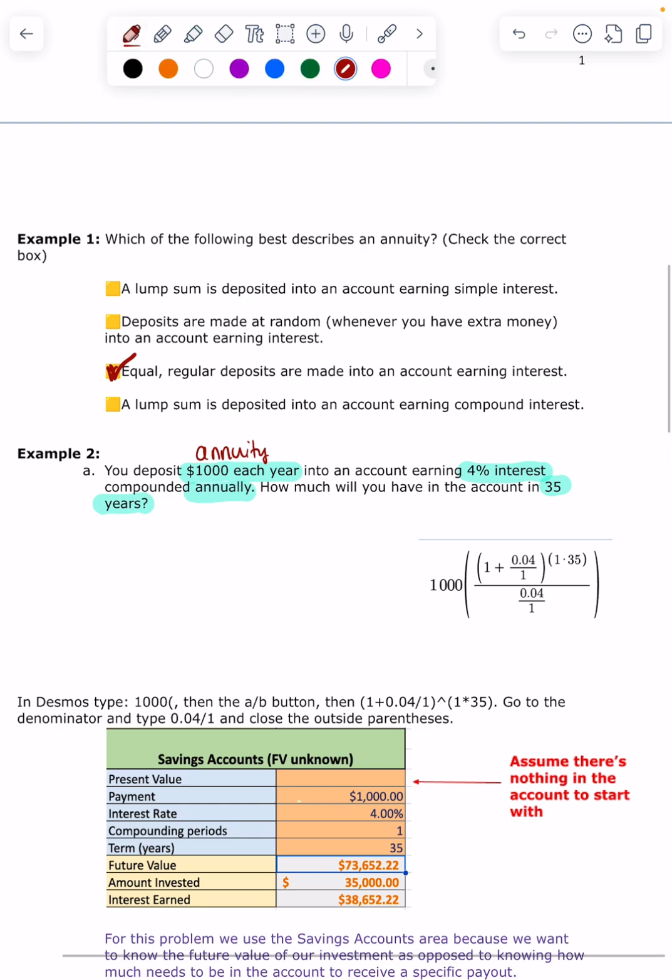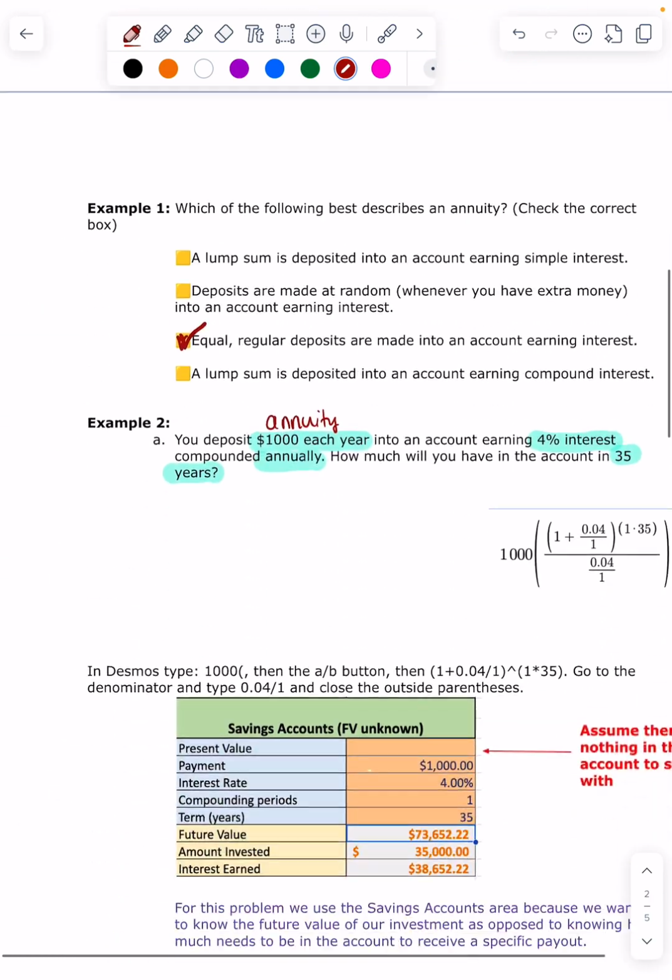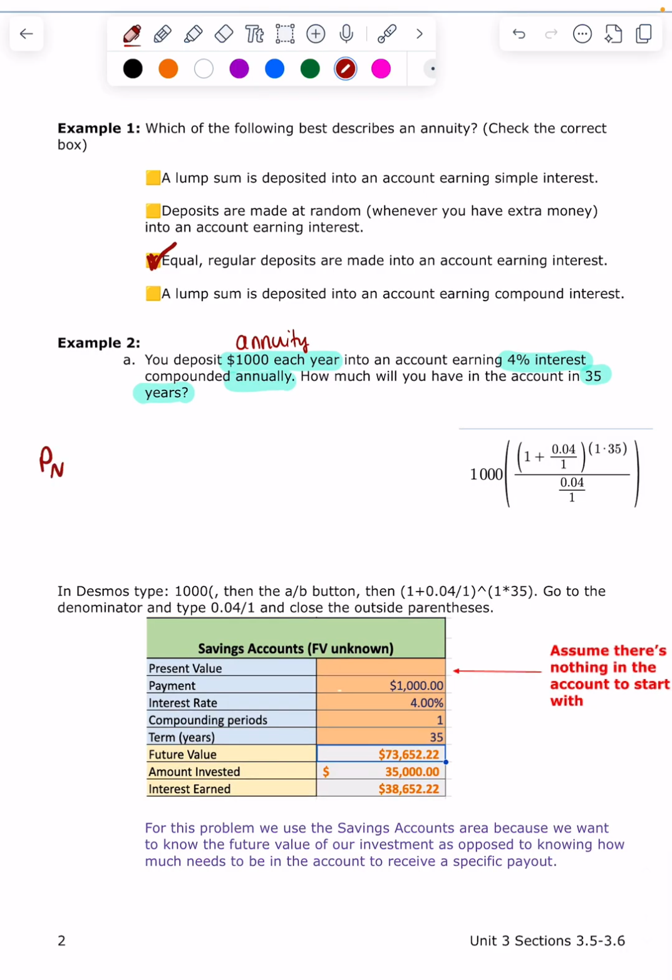So we'll plug that into our formula. Make sure I use the right letters. So it's P sub n is equal to big parentheses, and then I'll draw a line so we have a top and a bottom. So it's parentheses 1 plus 0.04 over 1, parentheses raised to the parentheses 1 times 35, and then in the bottom it's 0.04 divided by 1 again.